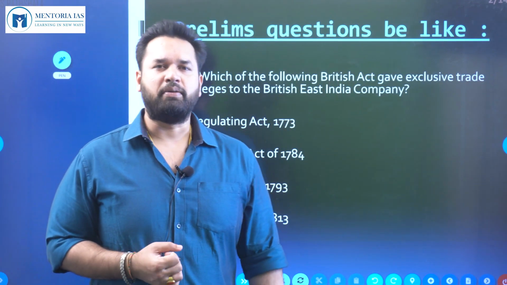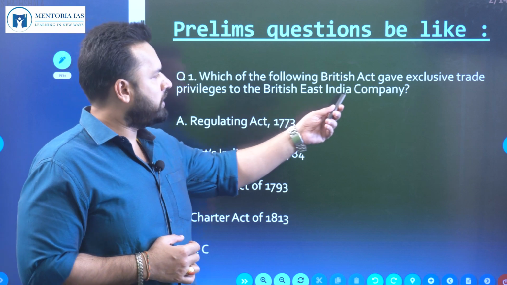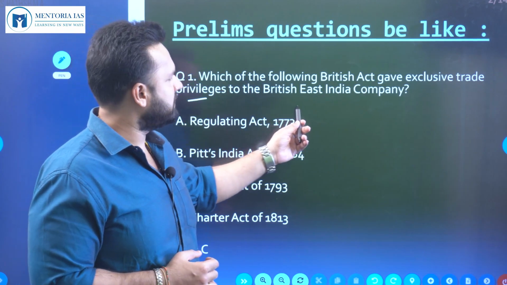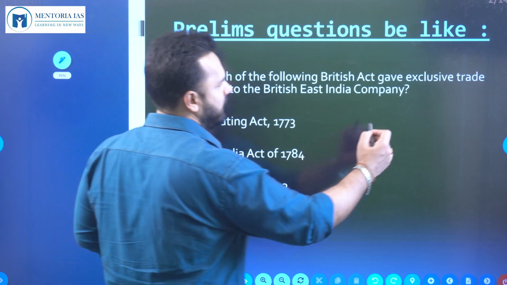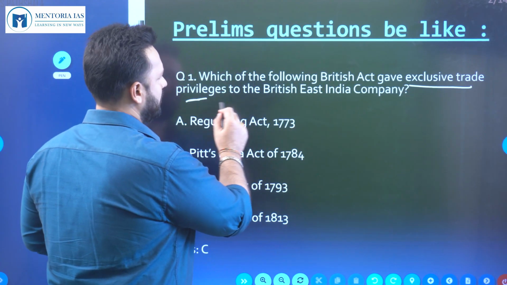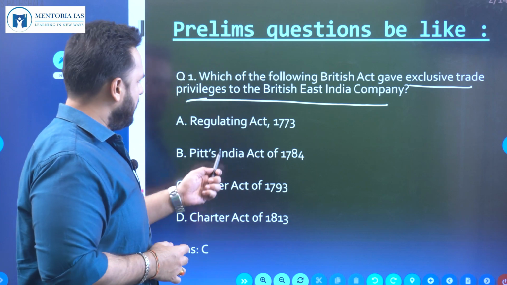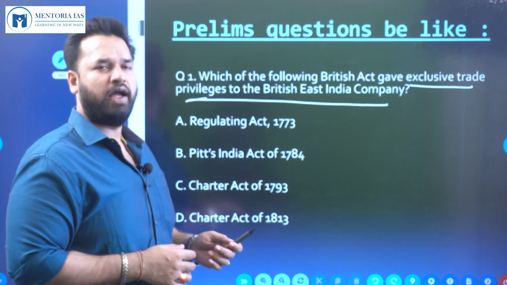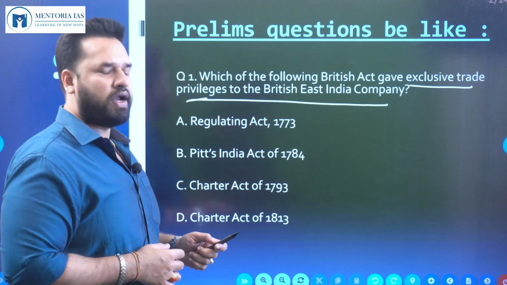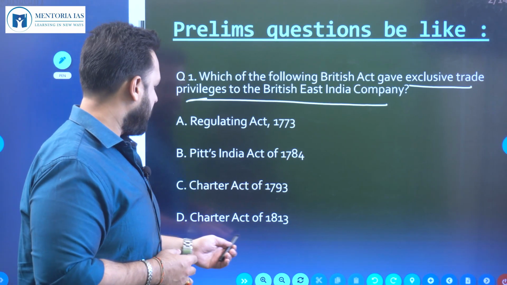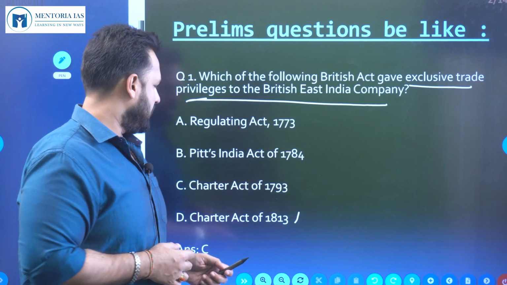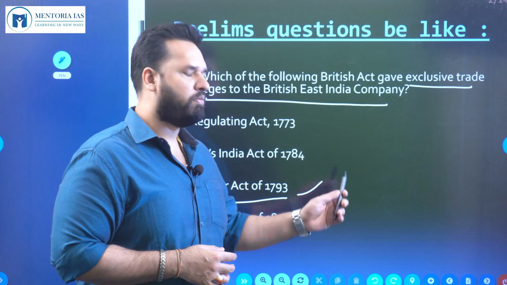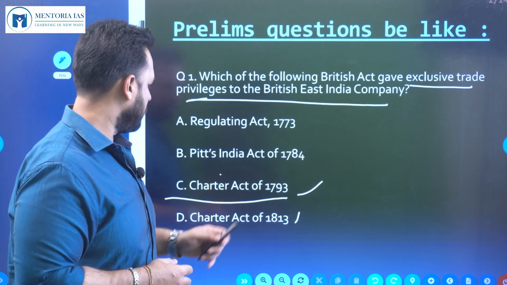Now let us have a look at a prelims based question. Which of the following British acts gave exclusive trading privileges to the British East India Company? The first one is Regulation Act 1773. Second is Pitt's India Act 1784, Charter Act 1793, and Charter Act 1813. Here the answer is Charter Act of 1793. If you remember, in an earlier class we have discussed this.